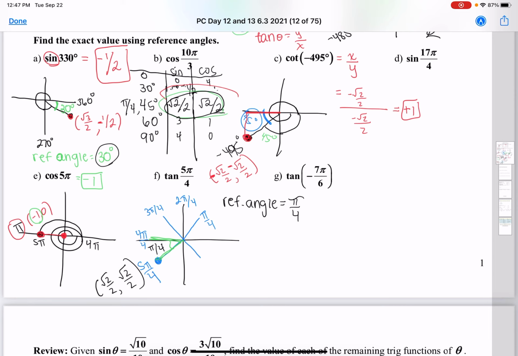So there's our coordinate point. Now just decide, well, which one's positive and negative? Well, to get to this point here, I had to go backwards in the x, down in the y direction, and so both x and y are going to be negative. And so tangent, well, tangent is y over x, or sine over cosine, so you can just put negative root 2 over 2 divided by negative root 2 over 2, and just like in part C, that is going to be equal to positive 1.